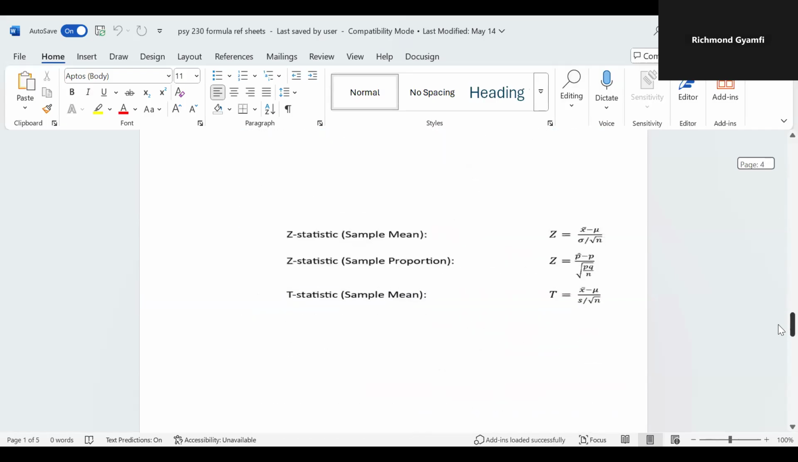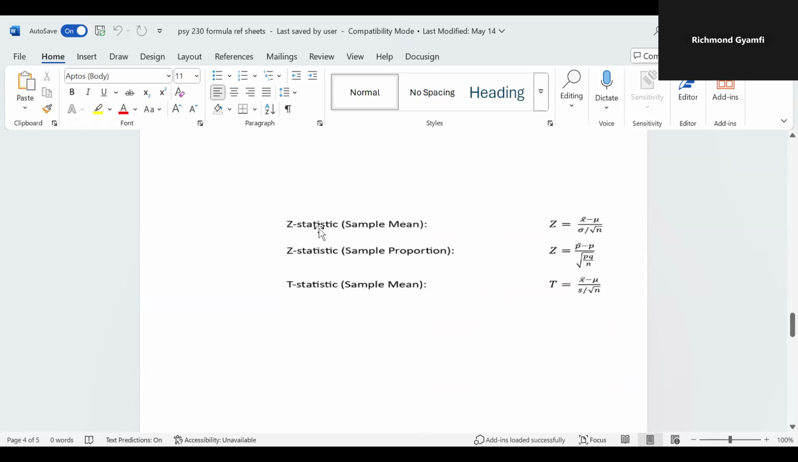Yep. It says Z statistic sample mean, Z sample mean, this formula. You have the standard error at the bottom, X bar minus mu on top.